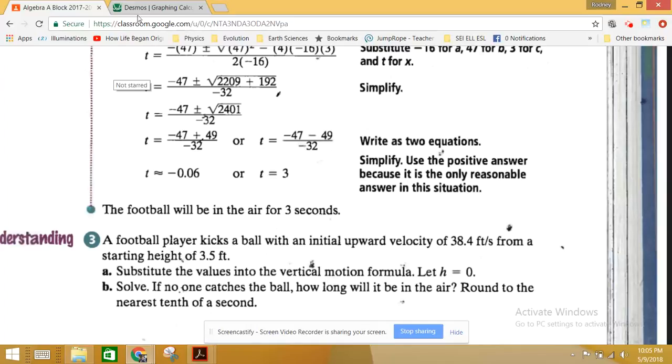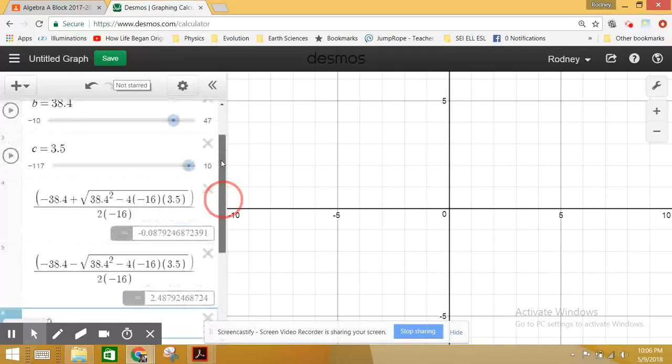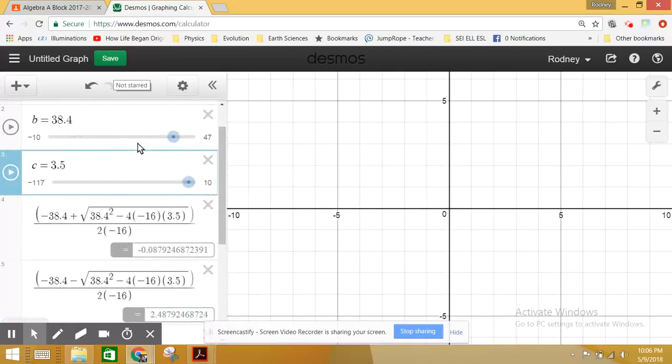Incidentally, there's some other information we can get from this. We can find out how high the ball went. We can figure out how long it took the ball to get to the highest point. And here's how we can do that. We can do it two ways. The highest point is going to be the y value at the vertex.